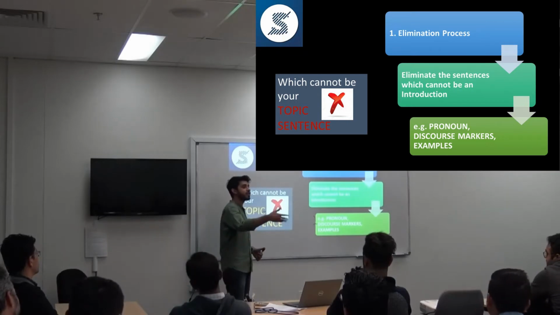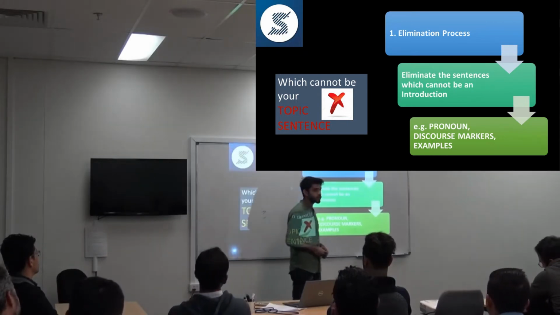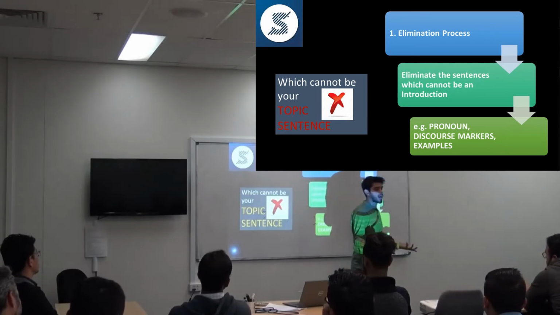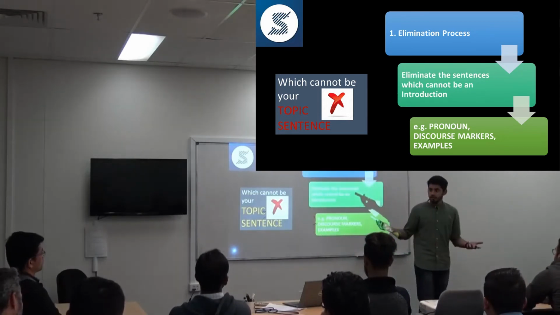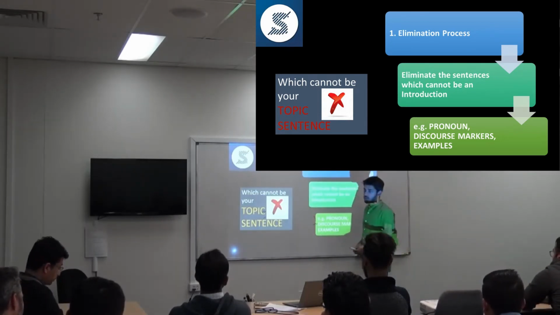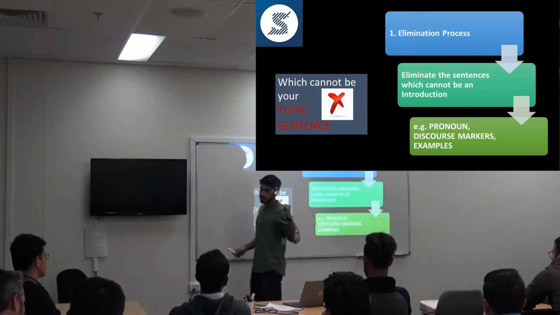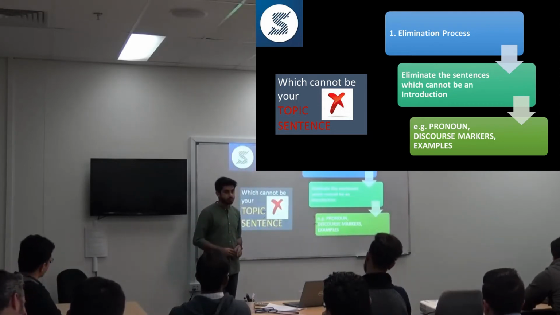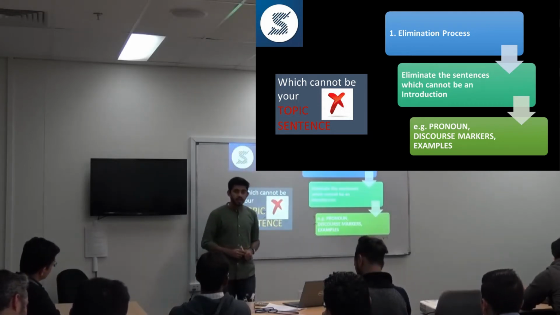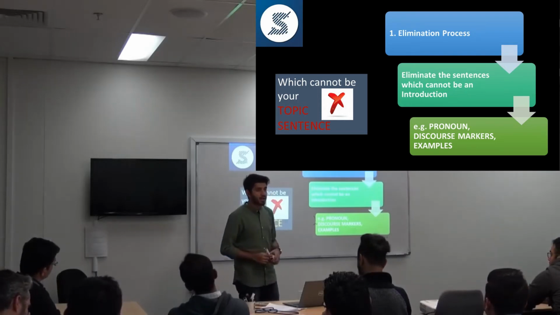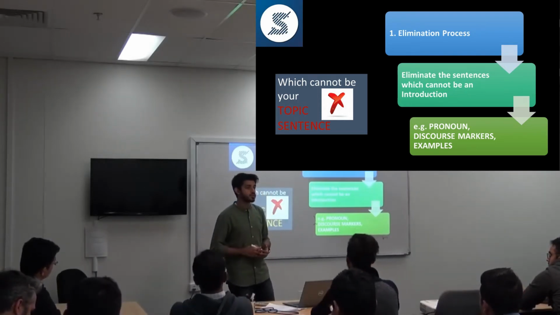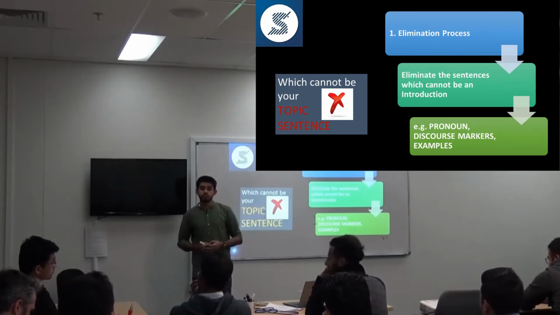So even if you're having a very informal conversation with your friend, you cannot start your conversation with these discourse markers. And this is a very formal and academic test. We'll never be starting with a discourse marker. Alright? Number 3, examples. Again, you cannot start a conversation with examples. What's the point of giving an example?